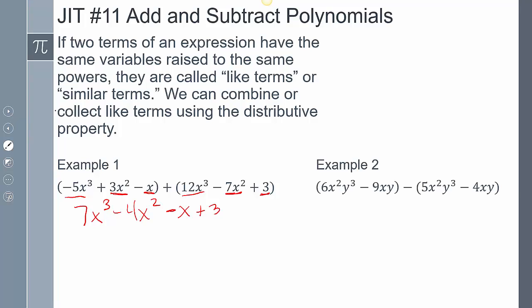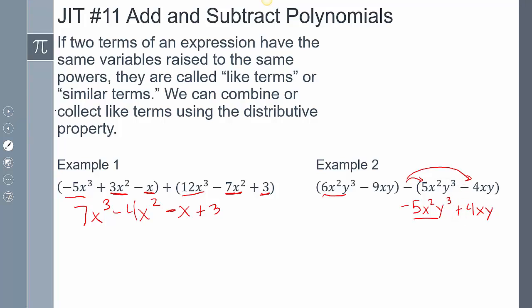Now with example number 2, we have to examine terms that have the same powers together. Those are considered like terms. So this is the term x squared y to the third. And I can only combine that together with other terms that have x squared y to the third. The other thing that we should examine is the fact that this is subtraction. Now because this is subtraction, we're going to be allowed to distribute that through. And so that becomes negative 5x squared y to the third, and negative negative 4xy is a positive 4xy.